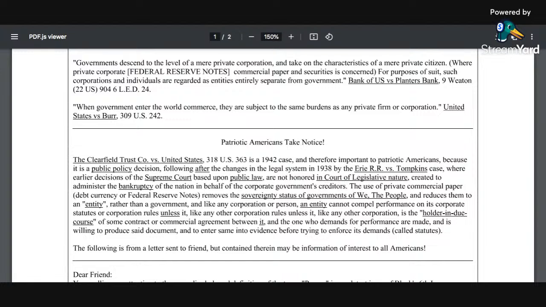unless it, like any other corporation, listen carefully, is the holder in due course of some contract or commercial agreement between it, the corporate entity that makes demands to compel you to perform, and the one from whom performance is demanded, that is you. Otherwise they demand that you do all kinds of song and dance like you're a monkey. And it must be willing to produce said document and enter the same into evidence before trying to enforce its demands, called statutes.